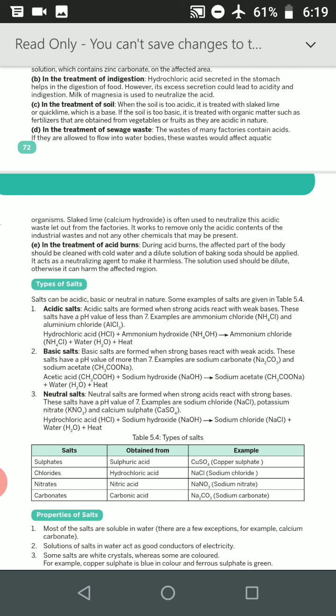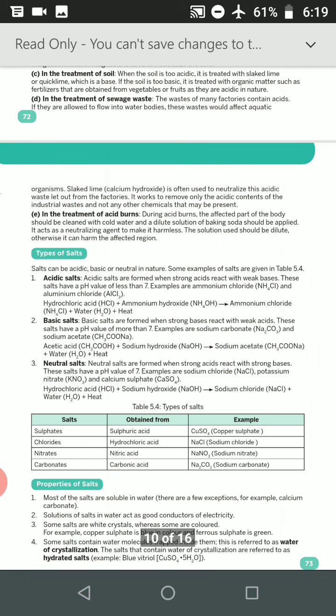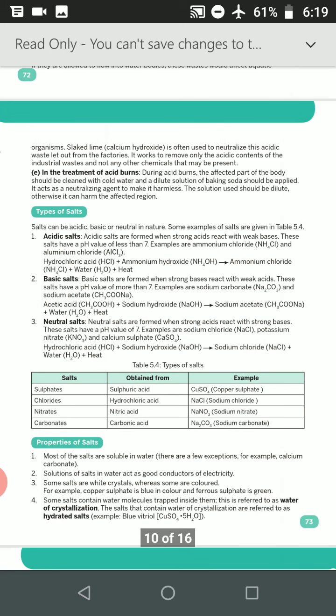Some salts are given here. Sulfates are obtained from sulfuric acid, like copper sulfate. Chlorides are obtained from hydrochloric acid, like sodium chloride. Nitrates are obtained from nitric acid, like sodium nitrate. Carbonates are obtained from carbonic acid, that is sodium carbonate. Next, properties of the salt.